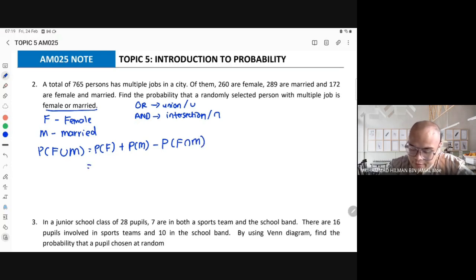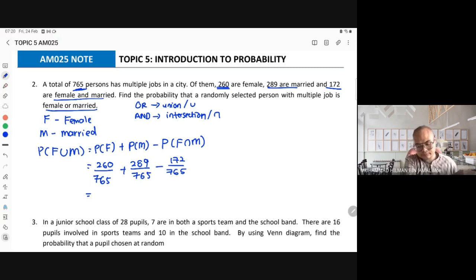So probability of female, so dia ada 260 kan. So 260 perkan dengan 765 sebab ini adalah total dia. So 260 over 765, tambah probability of married. So married is 289 divided by 765, minus probability of female and married. So kalau N dia adalah intersection. So minus with 172 divided by 765.